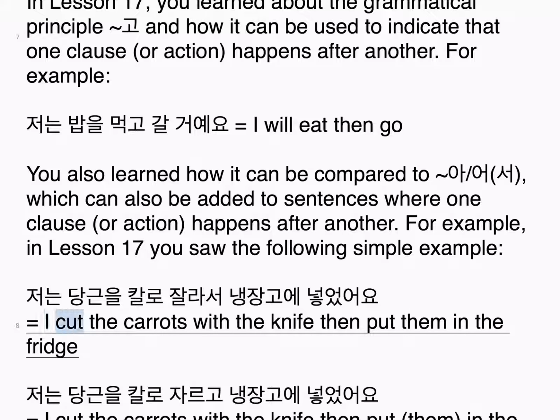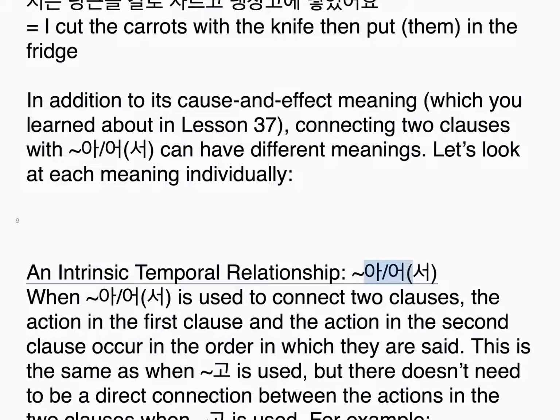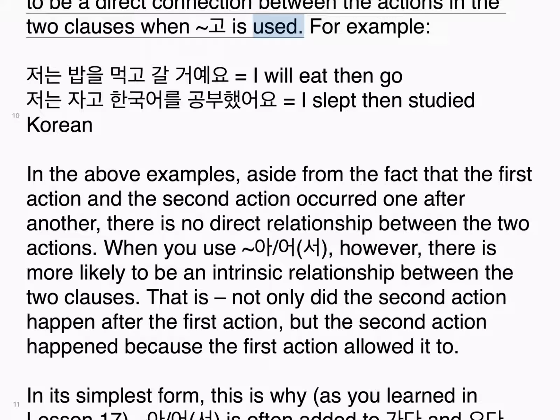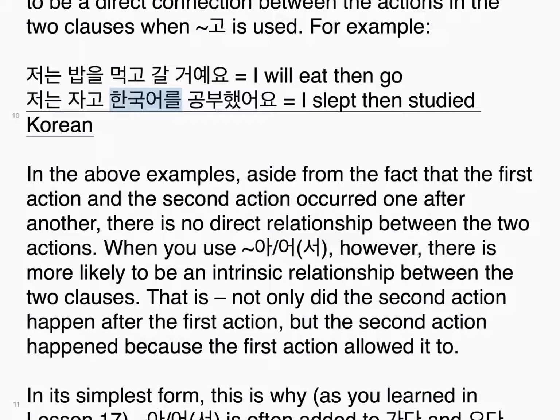An intrinsic temporal relationship. When 어서 is used to connect two clauses, the action in the first clause and the action in the second clause occur in the order in which they are said. This is the same as when 고 is used, but there doesn't need to be a direct connection between the actions in the two clauses when 고 is used. For example, 저는 밥을 먹고 갈 거예요. I will eat then go. 저는 자고 한국어를 공부했어요. I slept and studied Korean.